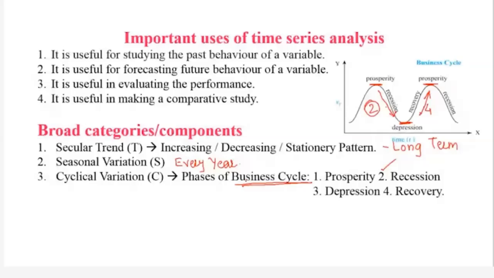Now what about this prosperity? Maybe 6 to 7 years you may have prosperity, then 6 to 7 years recession, then 6 to 7 year depression, then 6 to 7 year recovery. Ups and downs, increase, decrease. Okay. Then irregular. Last one is irregular.